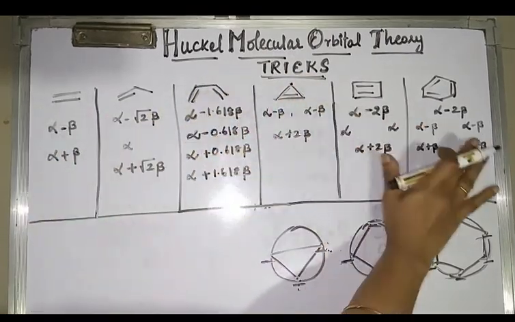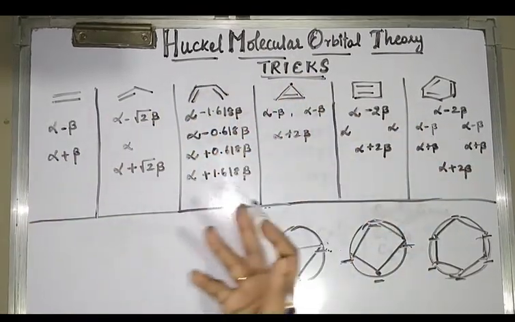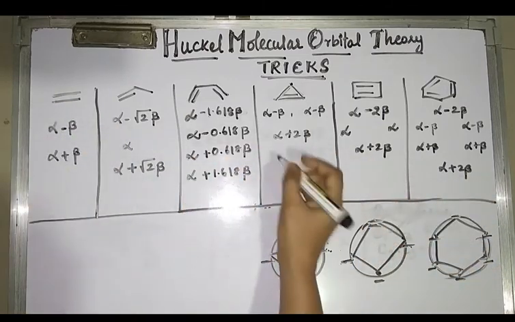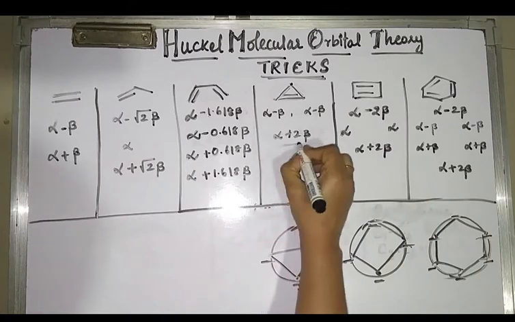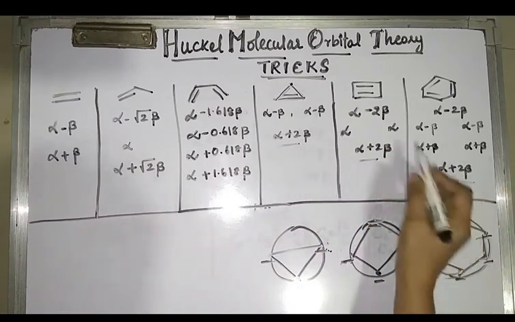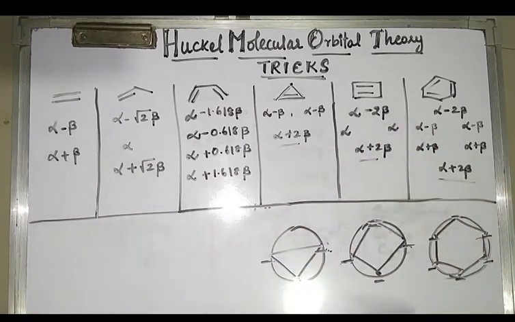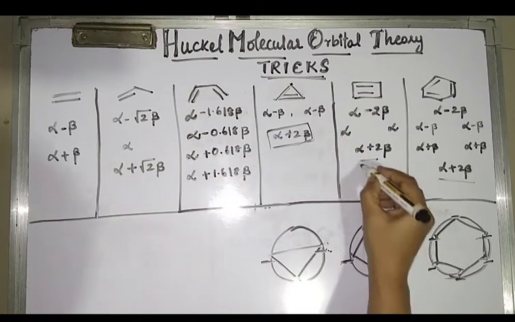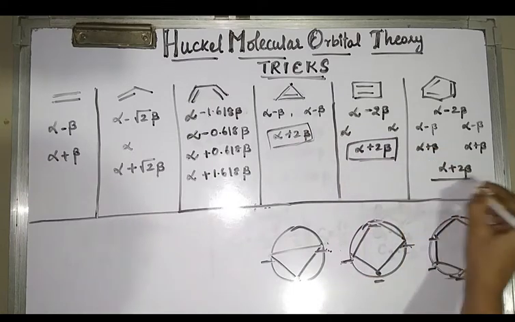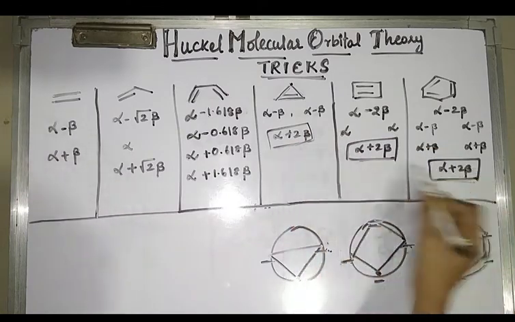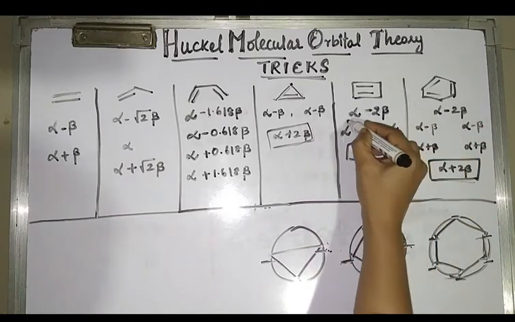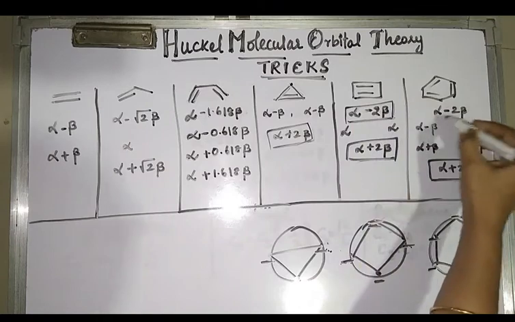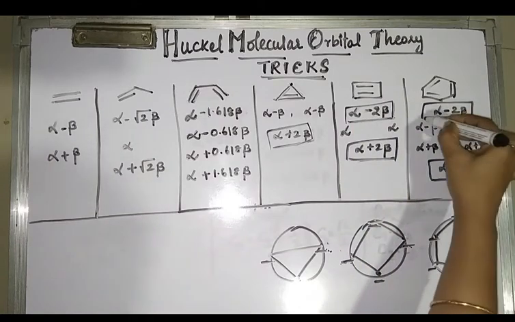These are all levels you can calculate, but it takes too much time during the exam, so better you remember these levels. It's very easy to remember. The bonding molecular orbital for all the cyclic compounds is the same: alpha plus 2 beta, alpha plus 2 beta, alpha plus 2 beta. In the same way, the anti-bonding molecular orbital is alpha minus 2 beta, alpha minus 2 beta in these two cases.